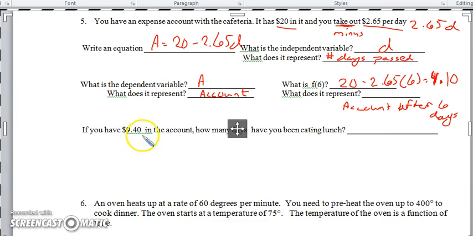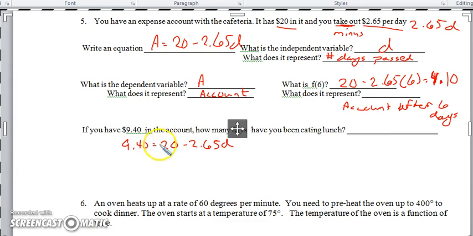Now this one, if you have $9.40 in the account, how many days have you been eating lunch? Well, you just substitute. That means we have the account. We only have $9.40 in the account, equal to 20 minus 2.65 days. Go through your algebra.